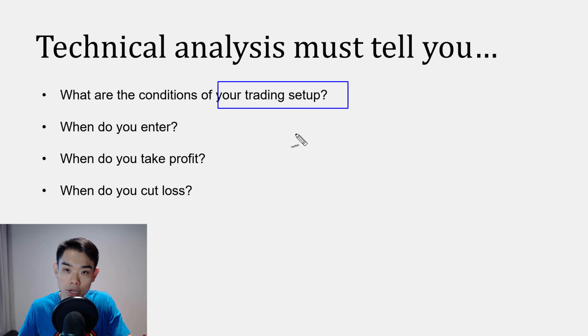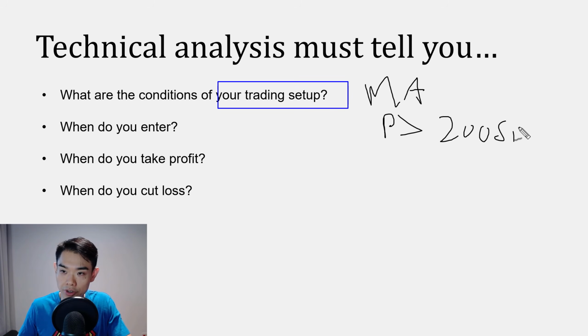So in this case, you can use a tool like the moving average. For example, the price has to be above the 200-day moving average. So this is where the moving average comes into play. It has a purpose to help you define the trend, where the price must be above the 200-day moving average.